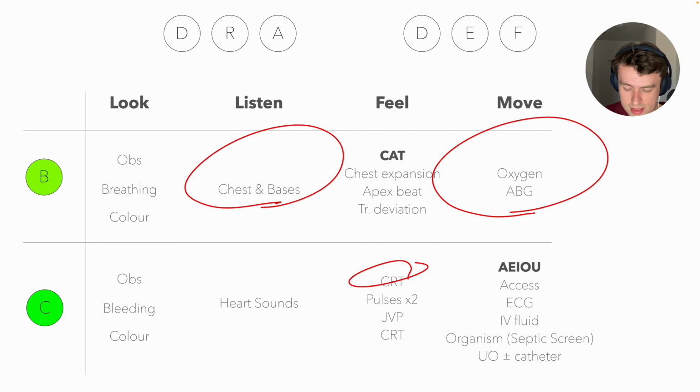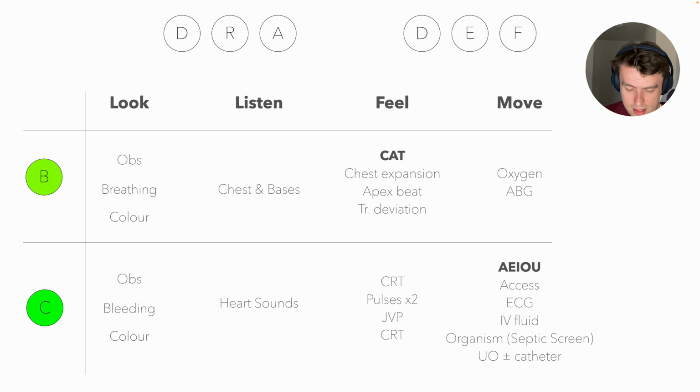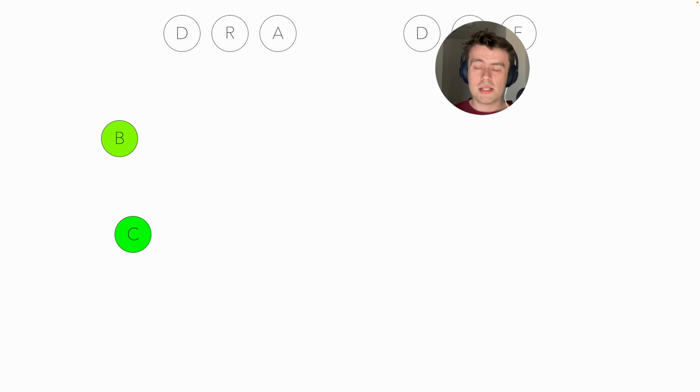So if there is a deficit in the look, listen, and feel of B, you move to do this. If there is a deficit of look, listen, and feel of C, you move to do this. You do not have to do all of the moves if it's normal. Relatively simple. How does this play out in real life?